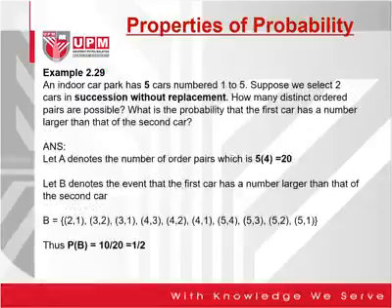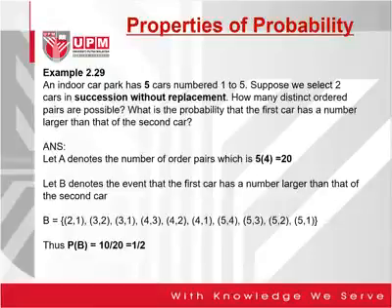Okay, example 2.29. An indoor car park has 5 cars labeled 1, 2 to 5. Suppose we select 2 cars in succession without replacement, so no repetitions. How many distinct orders are possible? Do you still remember? It's a permutation. For the first draw you have 5 choices. Once one is selected, you only have 4 choices for the second draw. That's why it's 5 multiplied by 4, which is equal to 20.